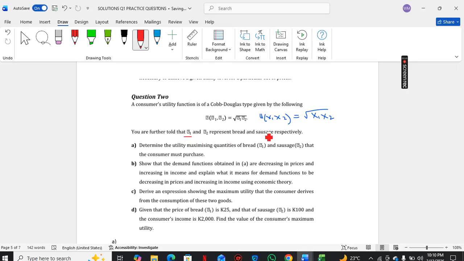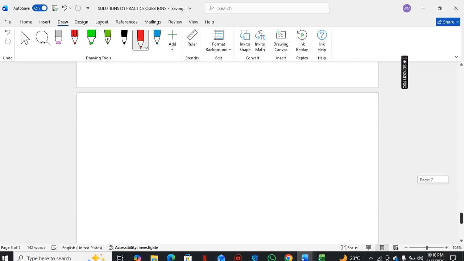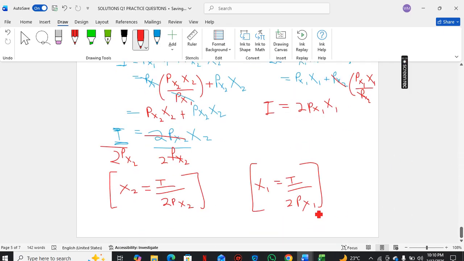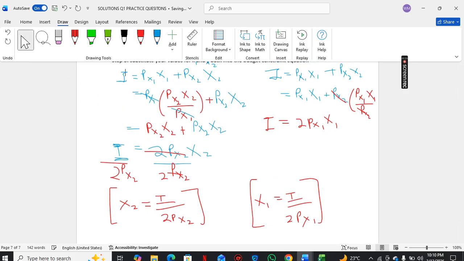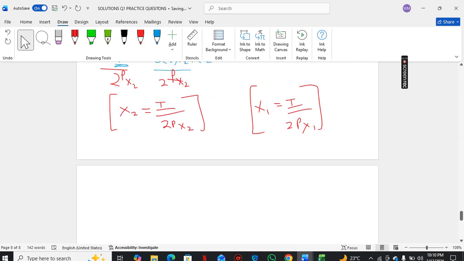Bread, next to is sausage. Okay. We've already determined our demand functions, our Marshallian demand functions. We derived them and we got them here for x1 and x2. So the next part of the question is saying we have to show that these functions decrease with price and increase with income.